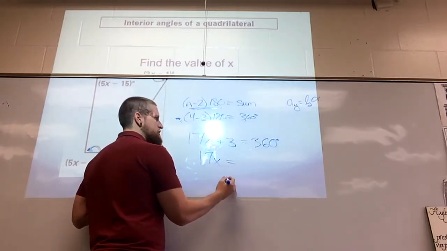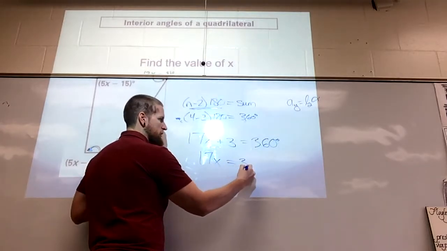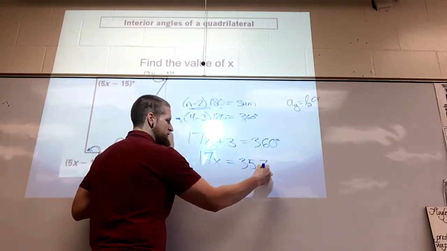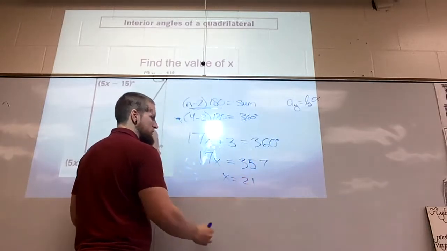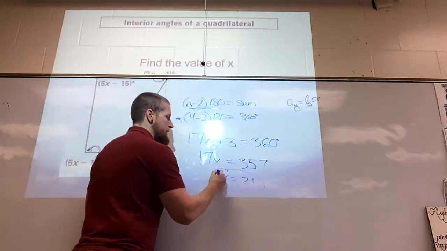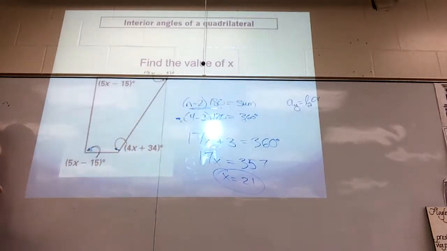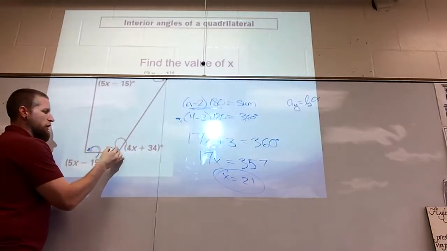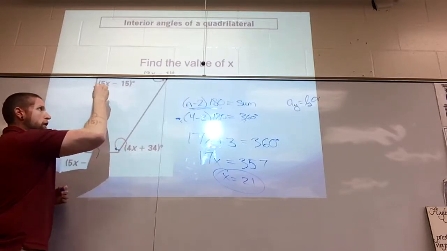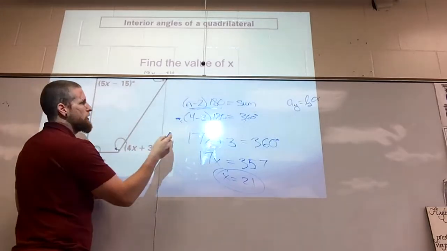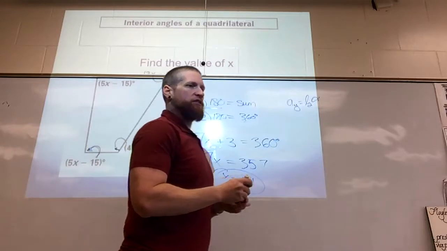Alright, so what's 360 minus 3? 357, and then what'd you say it was? 21. There you go. So what I'm saying is from now on, if you've got a problem where you're trying to find a variable and they give you something at every angle, do this first to get the sum.